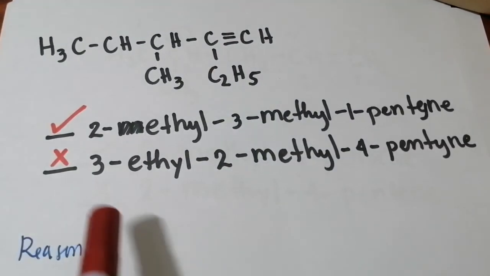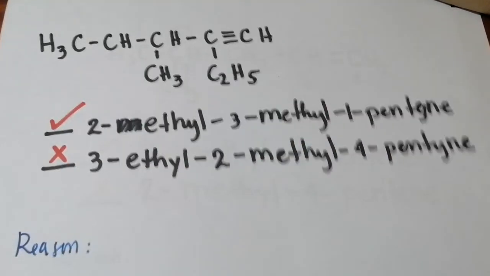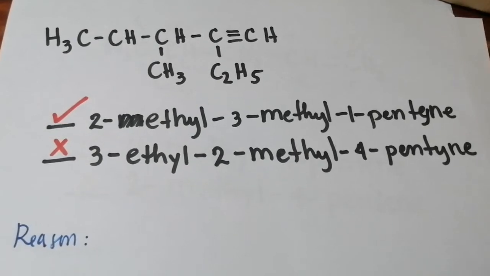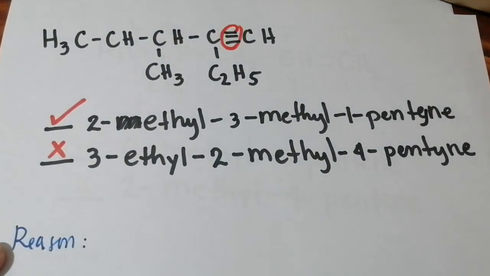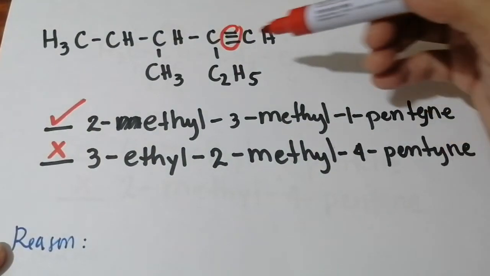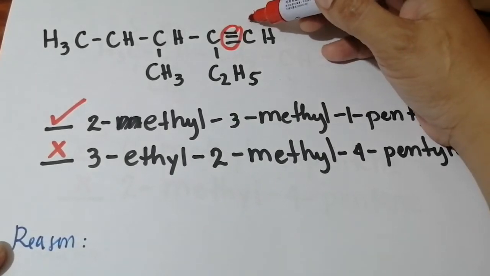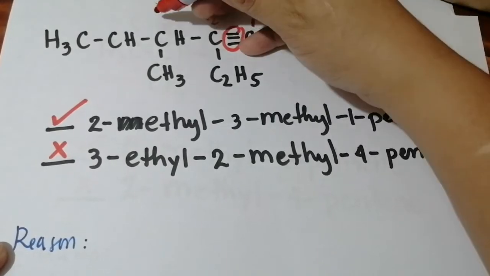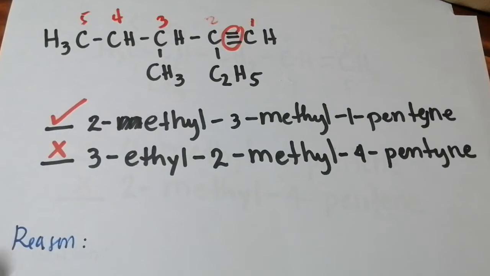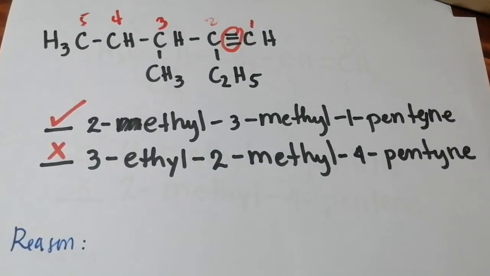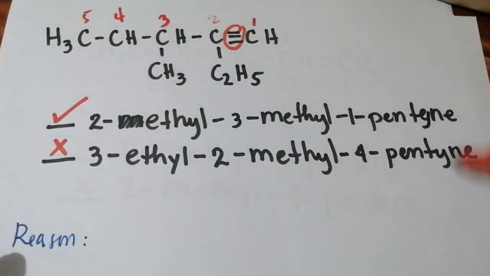So for this one, 2-methyl, 2-ethyl, 3-methyl, 1-pentyne is the correct answer. The basis of this one is the location of the triple bond. It's in this carbon, so we have to start counting from here: 1, 2, 3, 4, and 5. That's the reason why our name is 2-ethyl, 3-methyl, 1-pentyne.